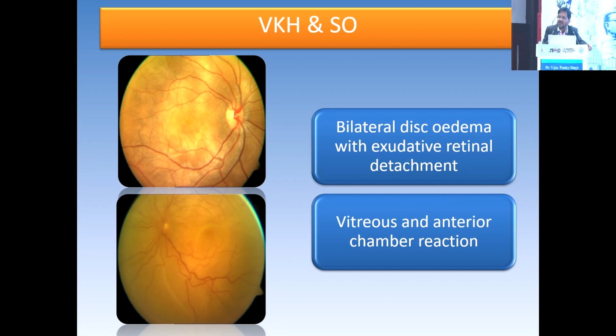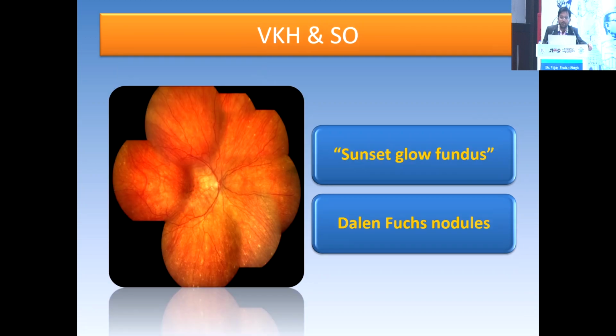Suspect VKH and sympathetic ophthalmitis if we are seeing a patient with bilateral disc edema, multiple exudative retinal detachment pockets, and anterior and vitreous inflammation. In the convalescent phase of VKH, we typically get a sunset glow fundus, and in patients of sympathetic ophthalmitis, we get Dalen-Fuchs nodules, but remember that these are seen in only one-third of these patients. The history of trauma differentiates between VKH and SO, and systemic features are more commonly seen in VKH than in sympathetic ophthalmitis.